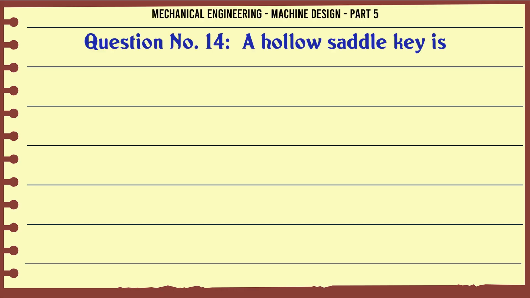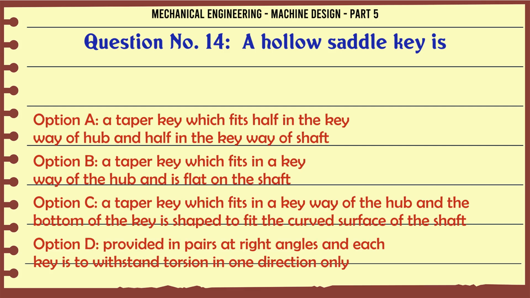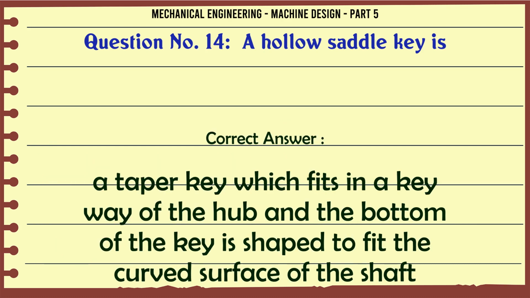A hollow saddle key is A. a taper key which fits half in the keyway of hub and half in the keyway of shaft, B. a taper key which fits in a keyway of the hub and is flat on the shaft, C. a taper key which fits in a keyway of the hub and the bottom of the key is shaped to fit the curved surface of the shaft, D. provided in pairs at right angles and each key is to withstand torsion in one direction only. The correct answer is a taper key which fits in a keyway of the hub and the bottom of the key is shaped to fit the curved surface of the shaft.